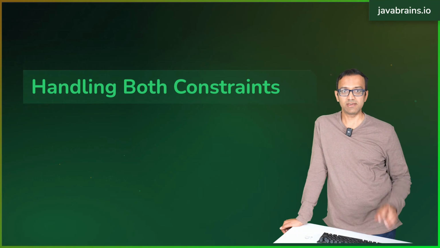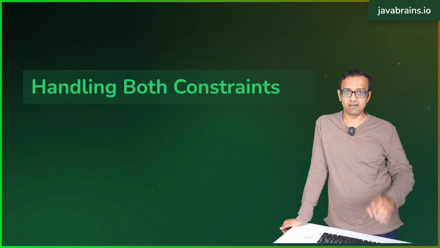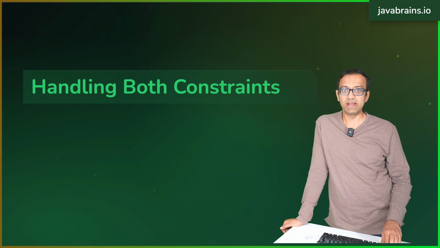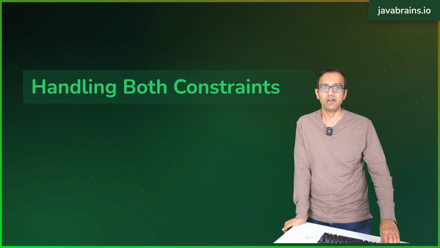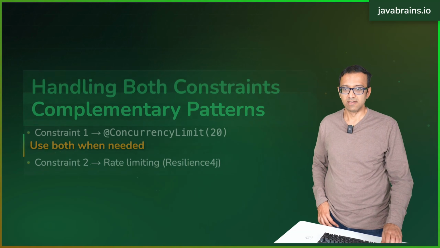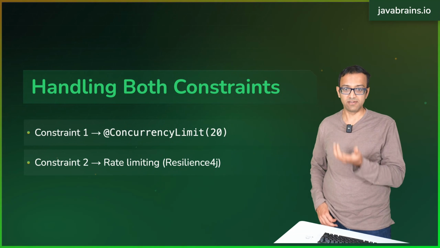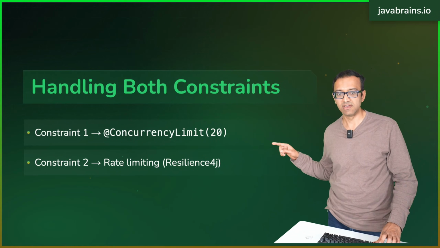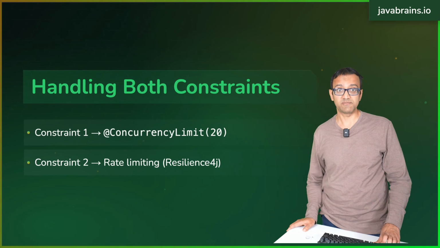And for the second one, you would need some kind of rate limiting approach. Spring 7 does not have rate limiting built in. You can use Resilience4j, or you can implement your own custom token bucket logic. So you either have to use an external library or you have to come up with it yourself. Concurrency limit is what is available in Spring Framework 7.